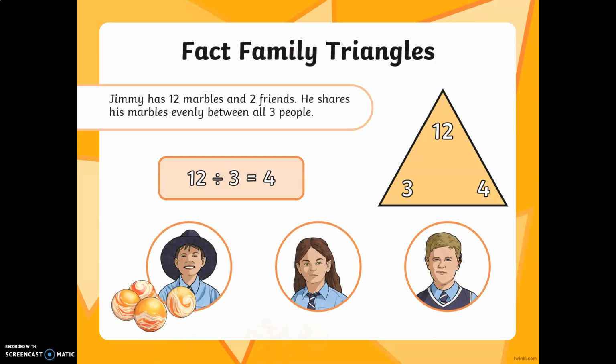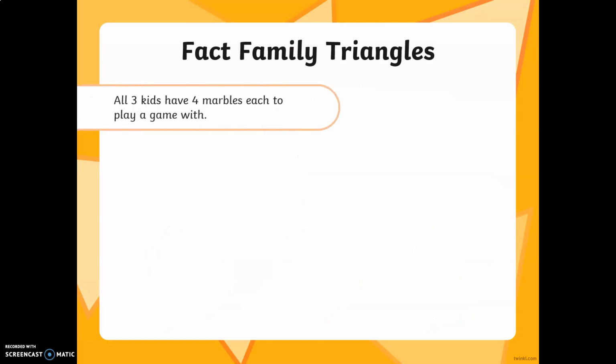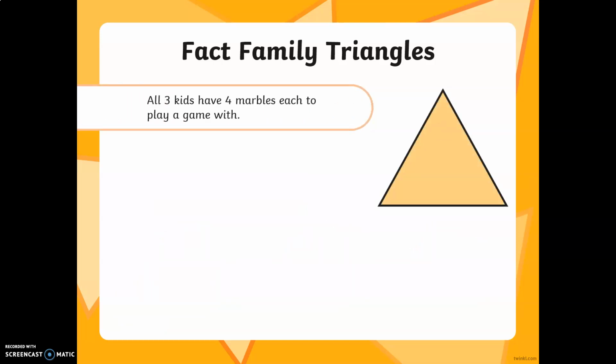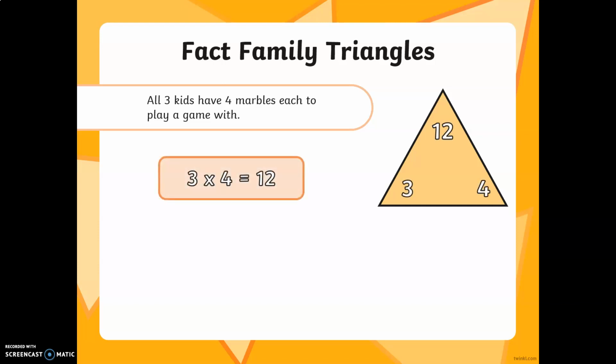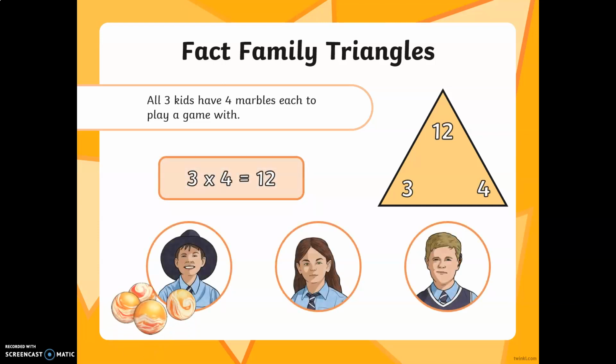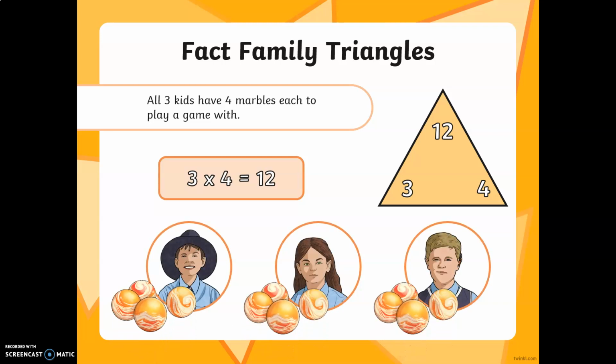12 divided by 3 equals 4 marbles each. All 3 kids have 4 marbles each to play a game with. So that's 3 groups of 4 equals 12.